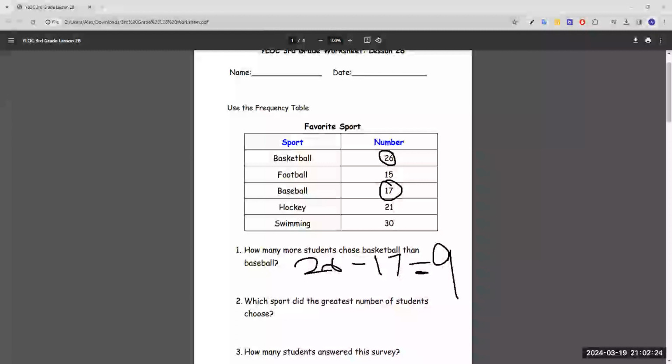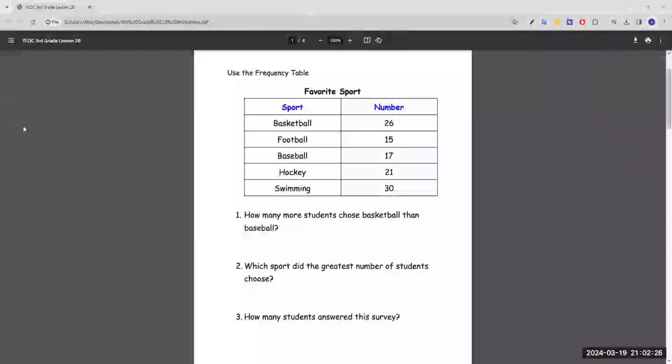Number two, which sport did the greatest number of students choose? Looking at this chart, we can see that the highest number is 30, and that's swimming. So swimming would be the sport with the greatest number of students.